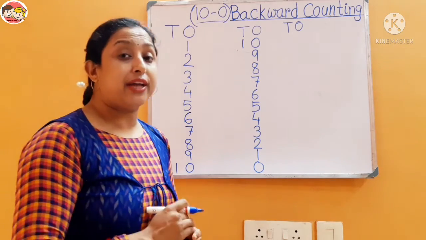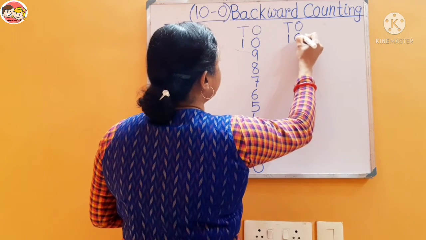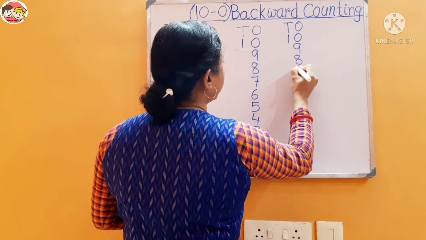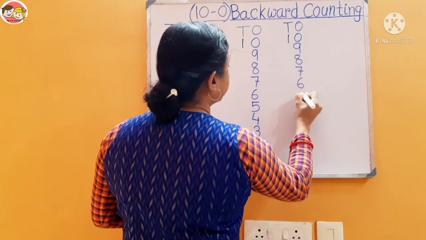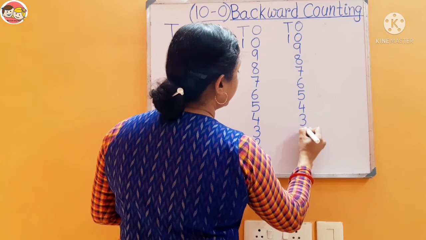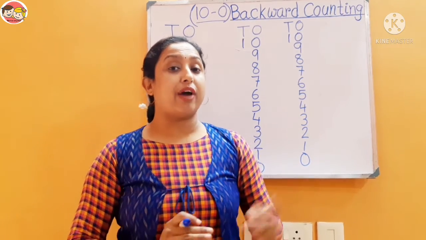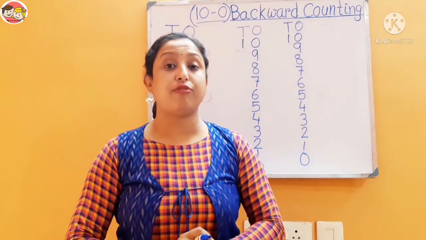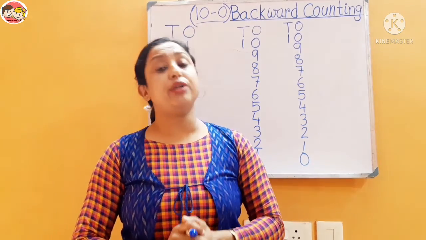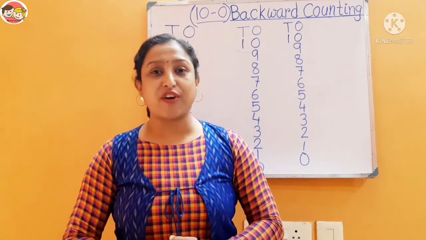So children, let's write one more time and everyone speak up along with ma'am. 1, 0, 10, 9, 8, 7, 6, 5, 4, 3, 2, 1, 0. So children, we have learned how to write backward counting from 10 to 0. So keep practicing. Now we are going to learn this concept through an interesting activity. So let's go for it.